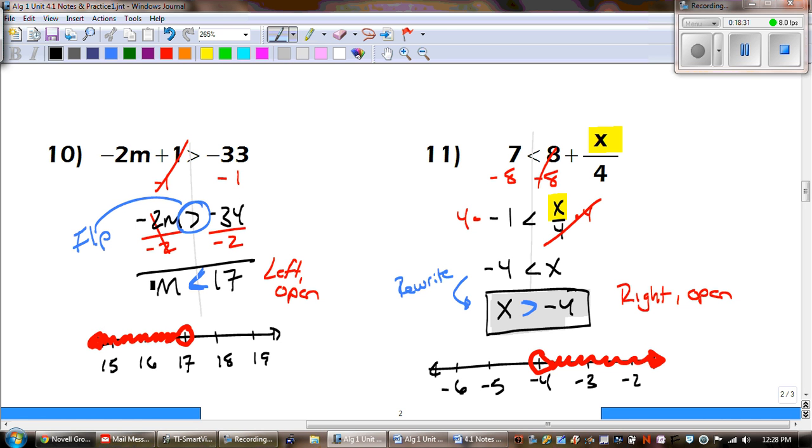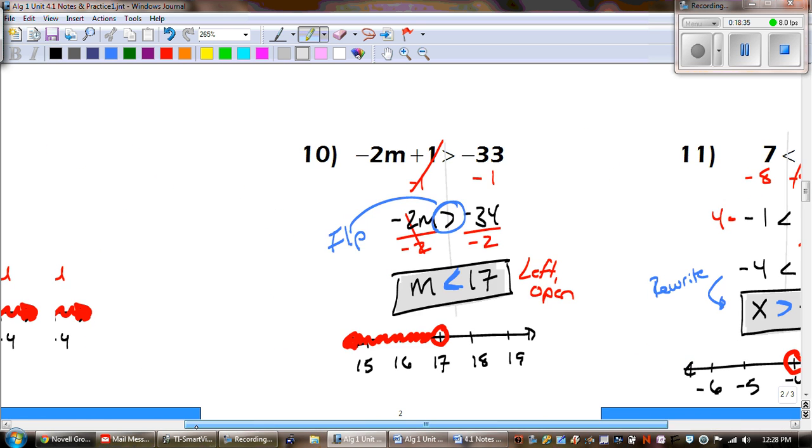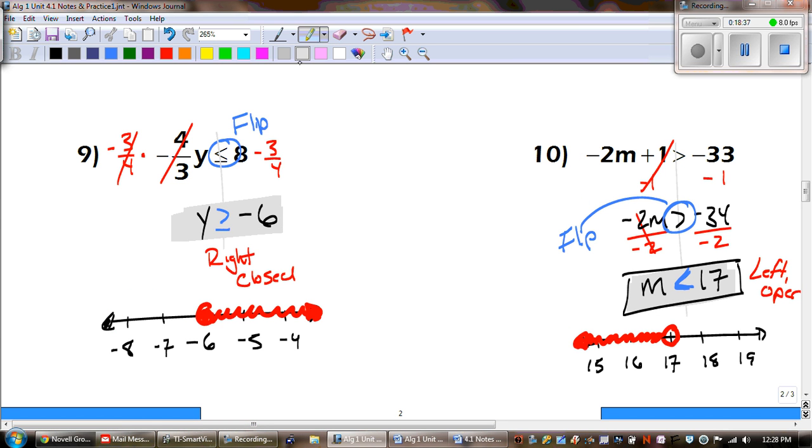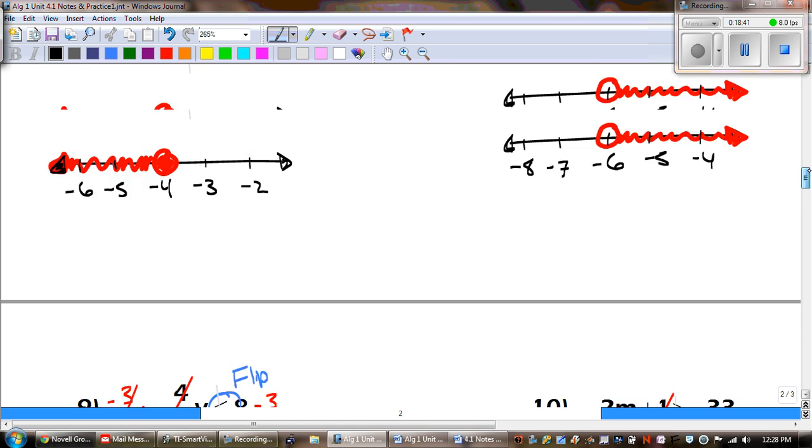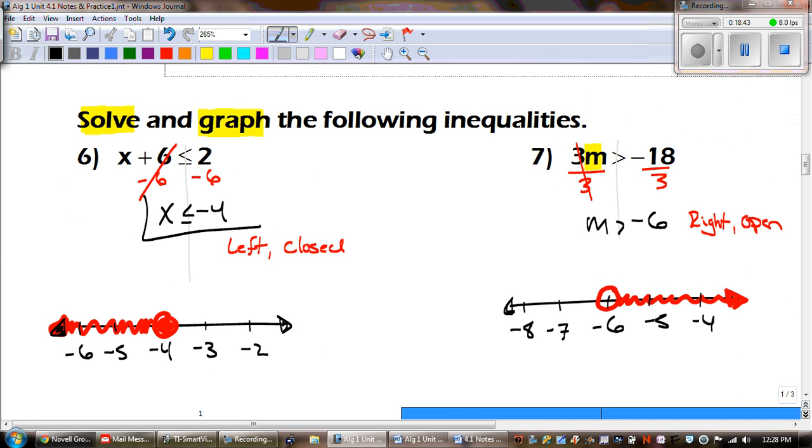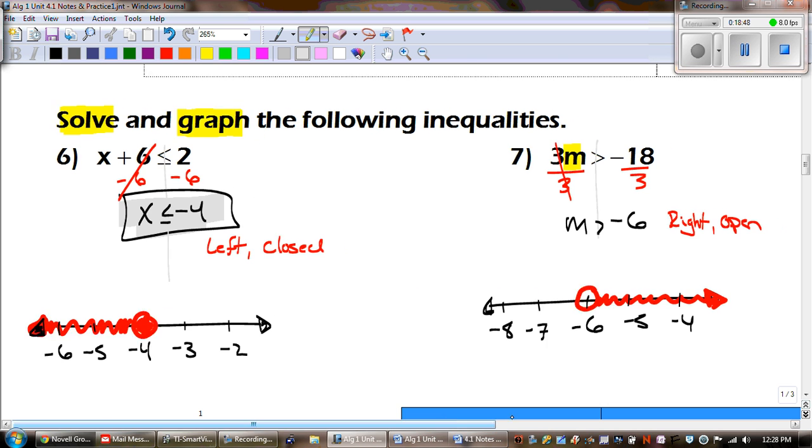So what I'm going to do real quick is I'm just going to come back and make sure that all of my answers are circled and boxed. Okay? Yes, I'm even going to come back up here. You guys should do the same.